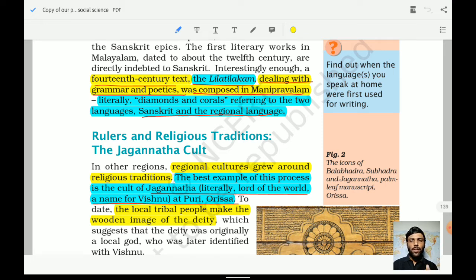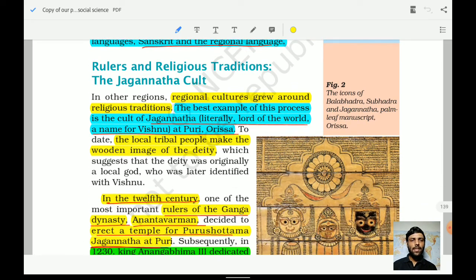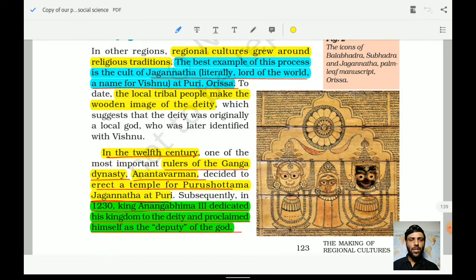The local tribal people made the wooden images of the deities. So the deities which are there have been made out of wood. These smaller details become really important. The icons of Balabhadra, Subhadra, and Jagannath. The palm leaf manuscripts have been shown here, and this particular manuscript it is talking about.